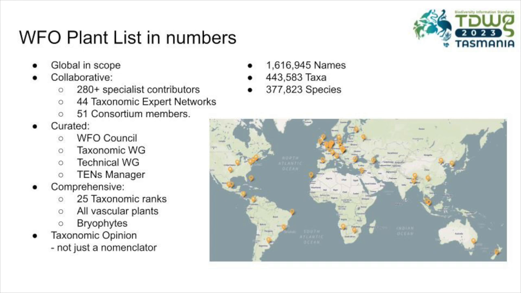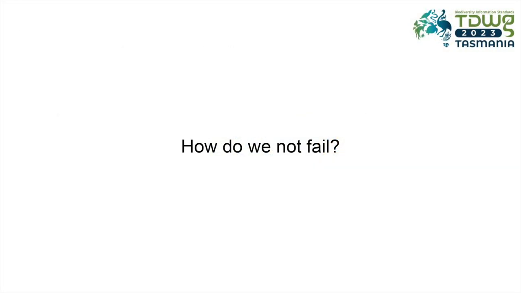Currently, it contains around 1.6 million names, recognises 440,000 taxa, of which around 375,000 are species. Importantly, it is a checklist, not a nomenclature, in that it attempts to have authoritative opinions about taxa and is not simply a list of names. How do we shepherd this list into the future so that we make more than just an incremental improvement to the biodiversity infrastructure?